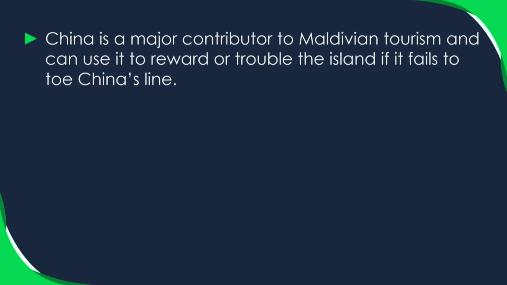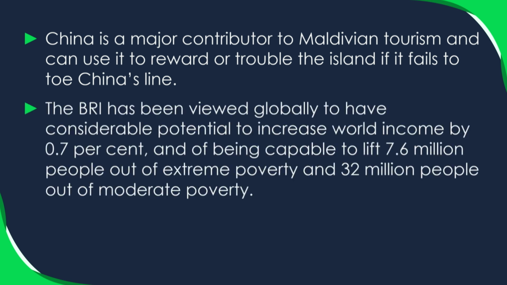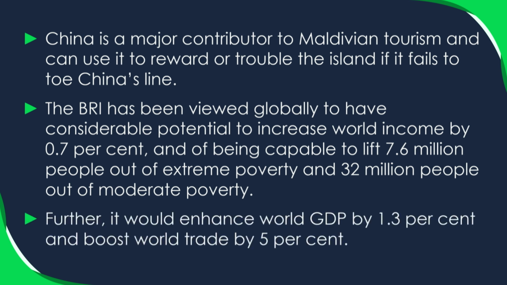China is a major contributor to Maldivian tourism and can use it to reward or trouble the island if it fails to toe China's line. The BRI has been viewed globally to have considerable potential to increase world income by 0.7% and of being capable of lifting 7.6 million people out of extreme poverty and 32 million people out of moderate poverty. Further, it would enhance world GDP by 1.3% and boost world trade by 5%.